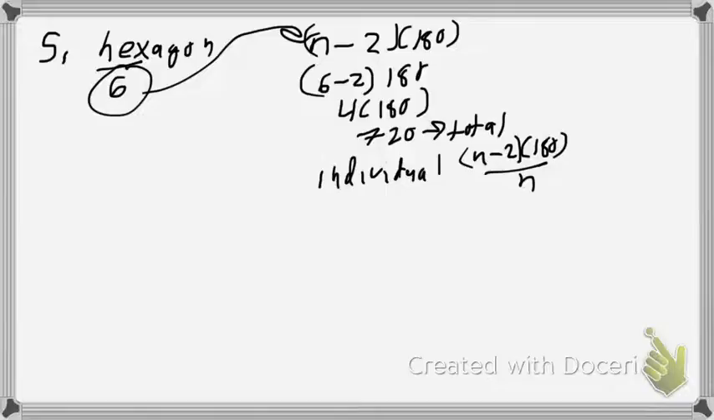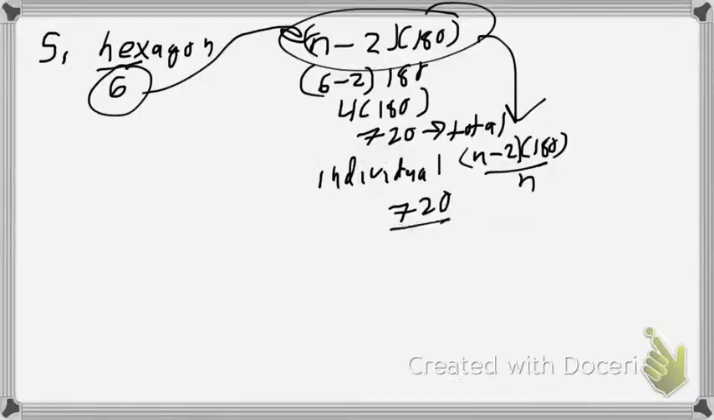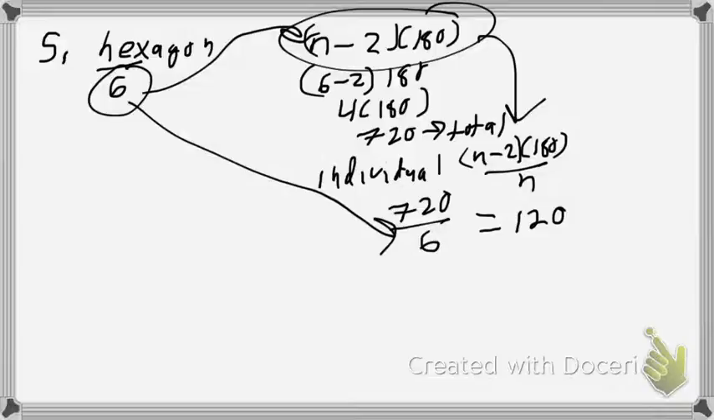Divided by n being the number of sides. And that makes sense. A regular hexagon is going to be equiangular. And notice, we take the total there, n minus 2 times 180, and we just divide it by 6. So it's 720 divided by 6, and we get 120. That means each interior angle equals 120.